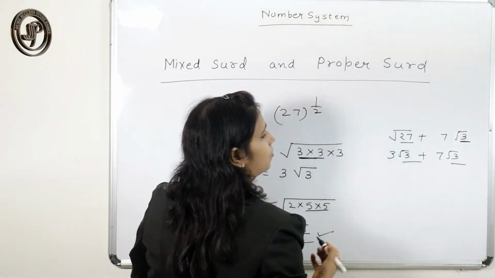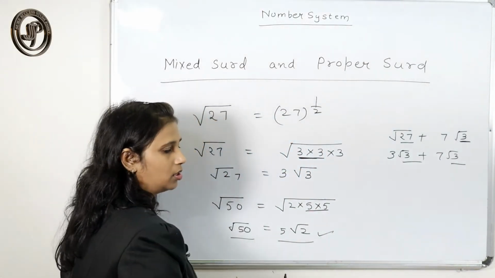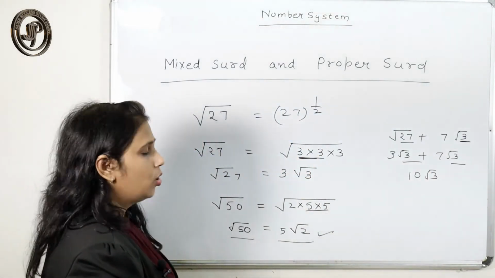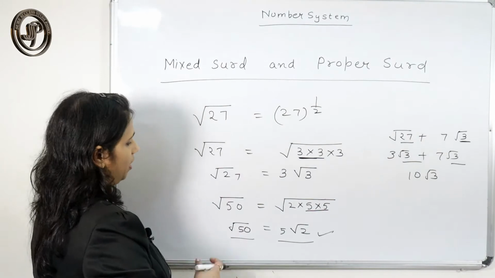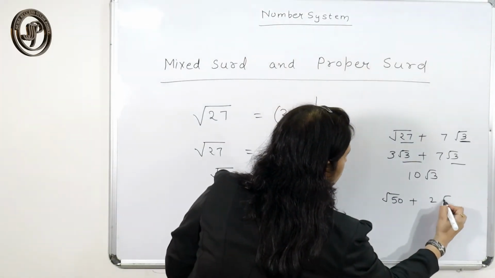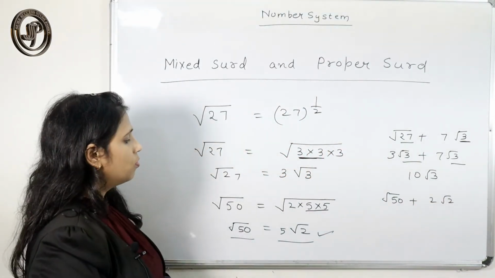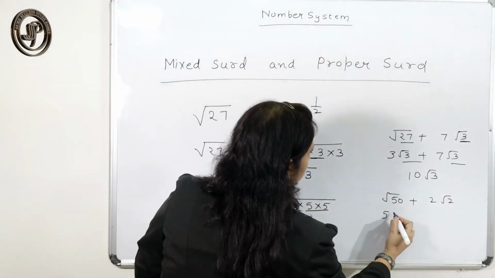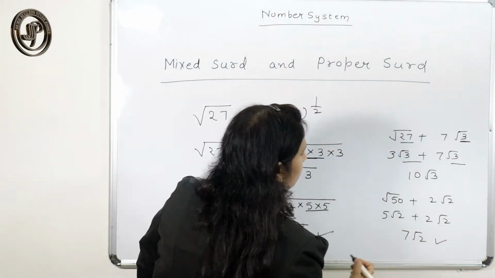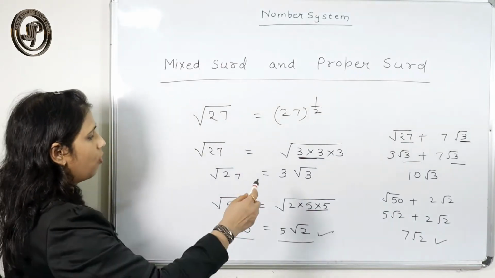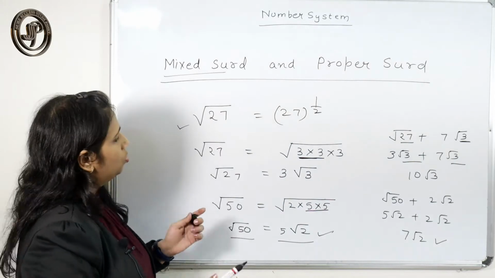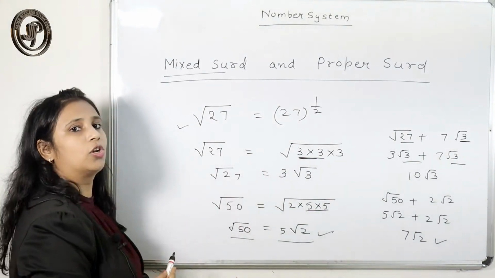Now these become surds, so you can add them, that will be 10 root 3 only. And in the same way, if it is asked in the exam, root 50 plus 2 root 2, root 50 you can write as 5 root 2 plus 2 root 2, so that can be written as 7 root 2. So that is the benefit of studying mixed surd and proper surd. So you should know the interconversion of these.